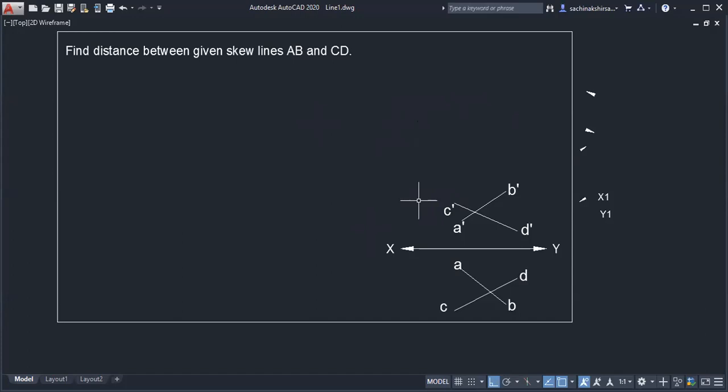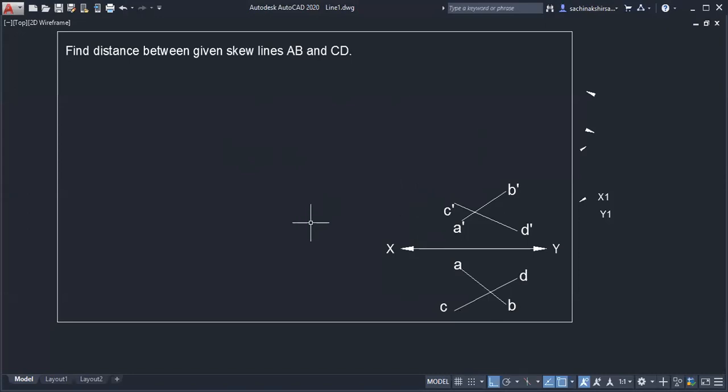I asked the same question yesterday. Why is it not asked to find the angle between these lines? Because they do not intersect each other. These lines are not intersecting, so there is no question of angle between them. That we have seen. And when will we get the shortest distance between two lines? When one of the lines shows its point view. Then and only then will we get the shortest distance between the lines.